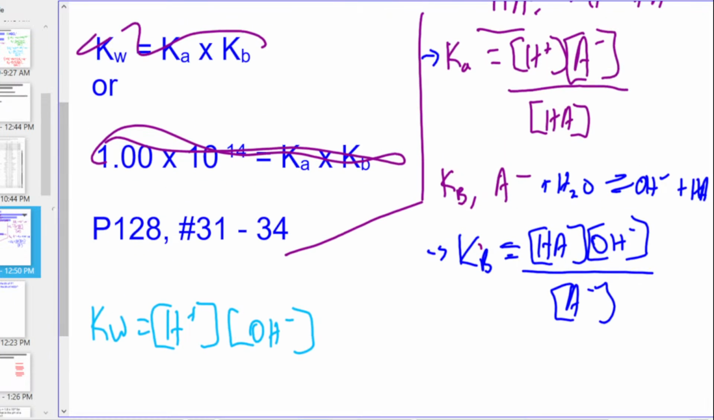I would like you to take this equation, that Ka, and rearrange it so it's concentration of H plus equals algebraically. So take the A minus and HA, put them on the other side with the Ka. Take this equation and just make it H plus equals, solve for H plus. Take all these things and put them on the other side. What would you then get?